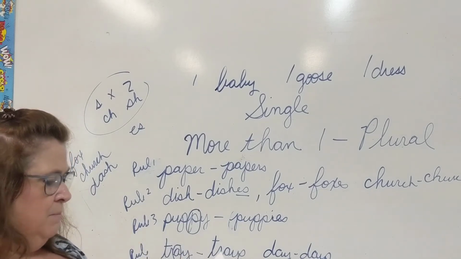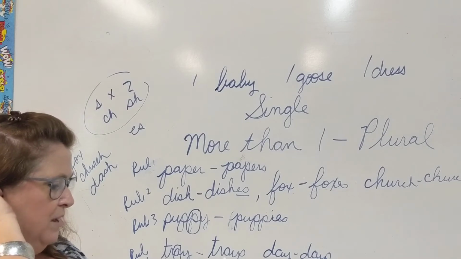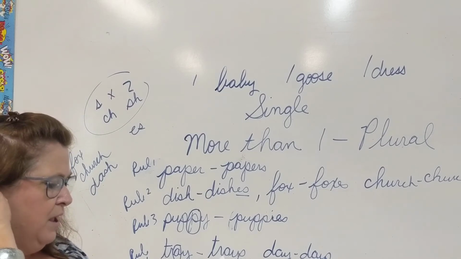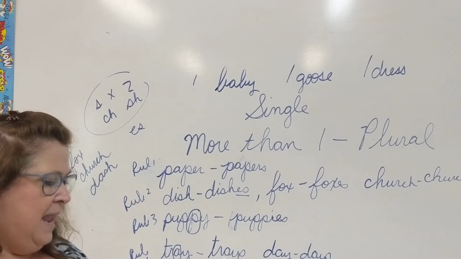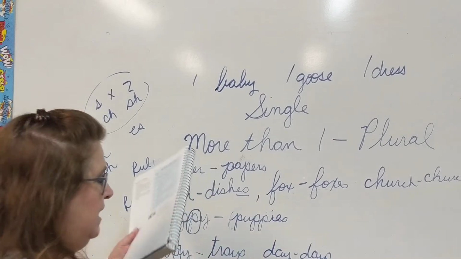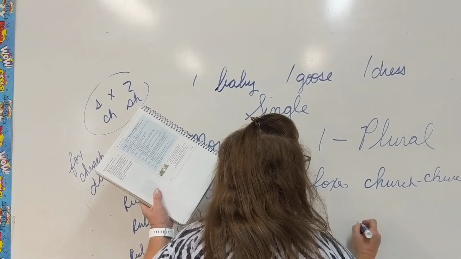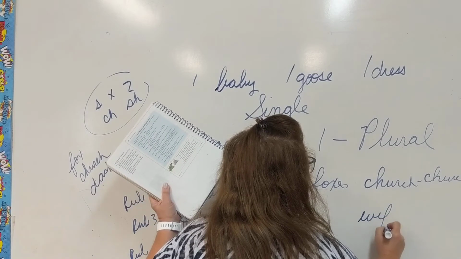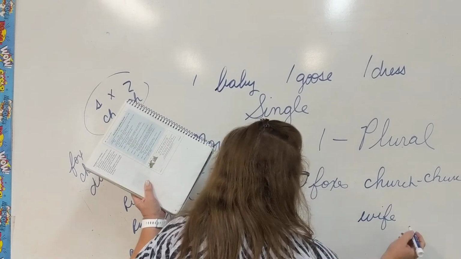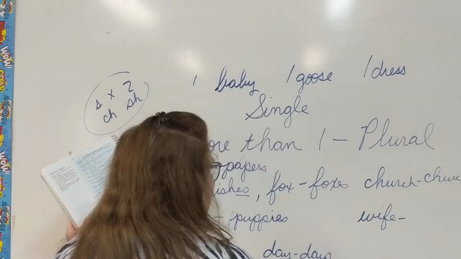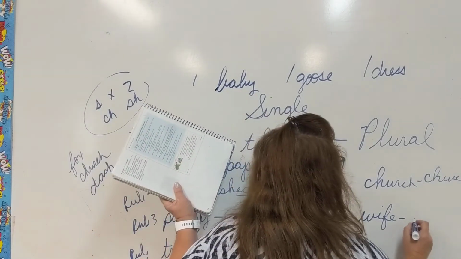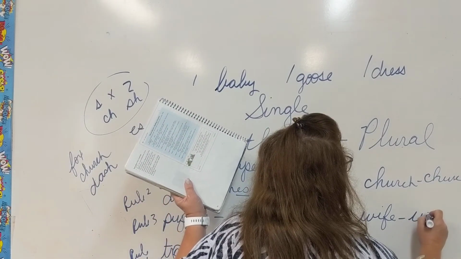Another making nouns plural rule is if you have a word that ends in F or F-E, like the word wife, it ends with F-E, you're going to change your F-E to V and add E-S.